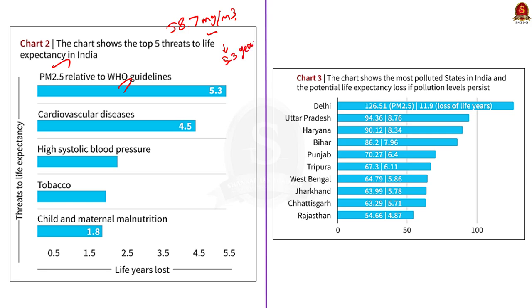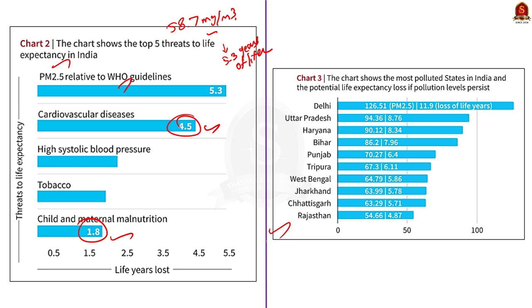In contrast, cardiovascular diseases reduce the average Indian's life expectancy by about 4.5 years, while child and maternal malnutrition reduces it by 1.8 years. From this data, we can observe that PM2.5 pollution is the largest threat to life expectancy in our country. Now, moving on to chart 3.